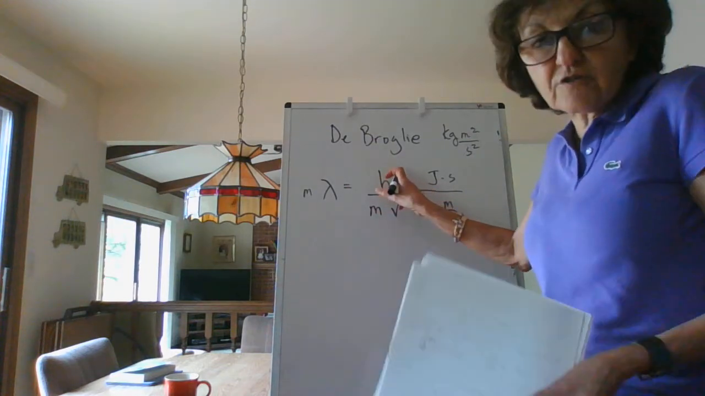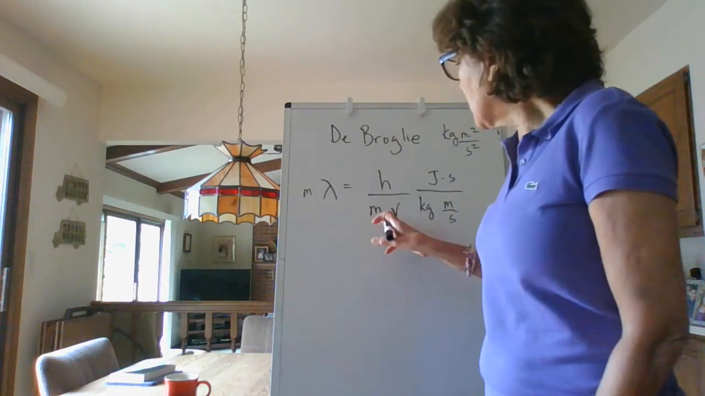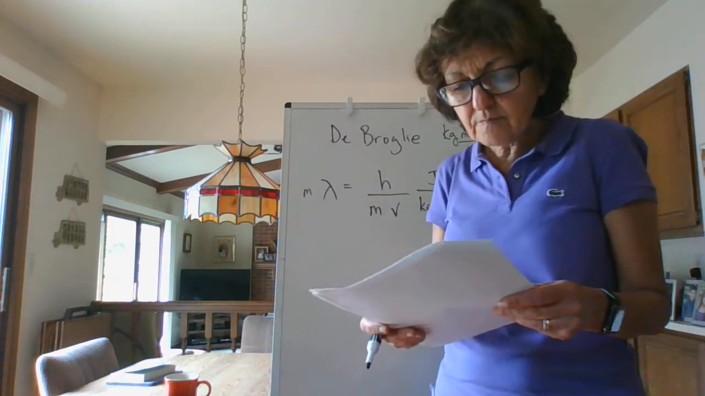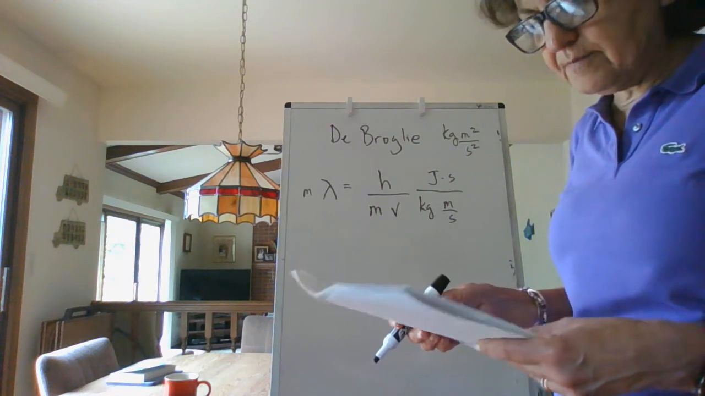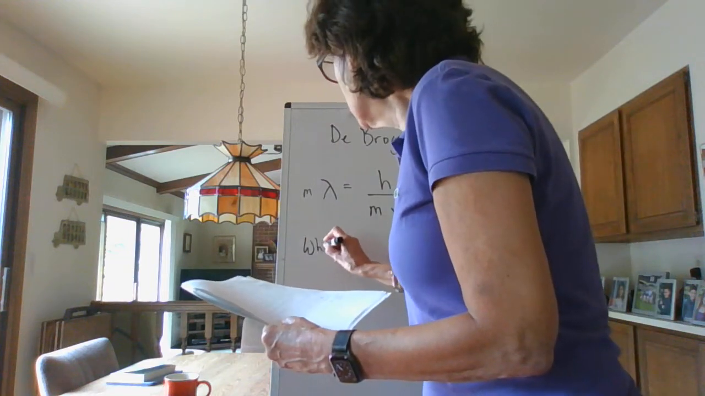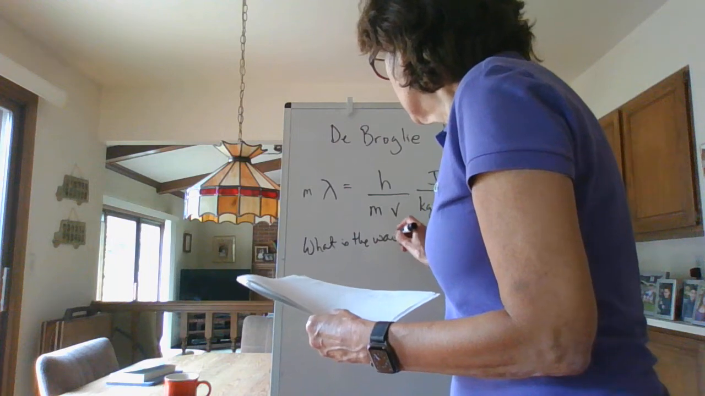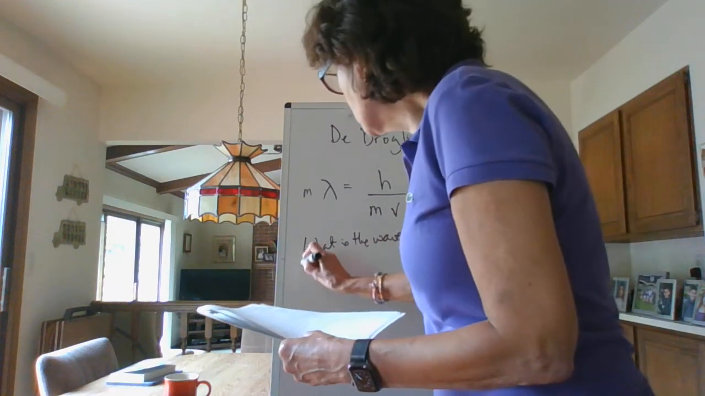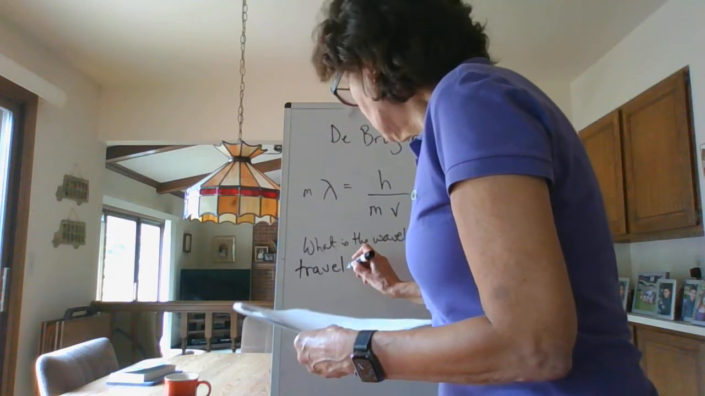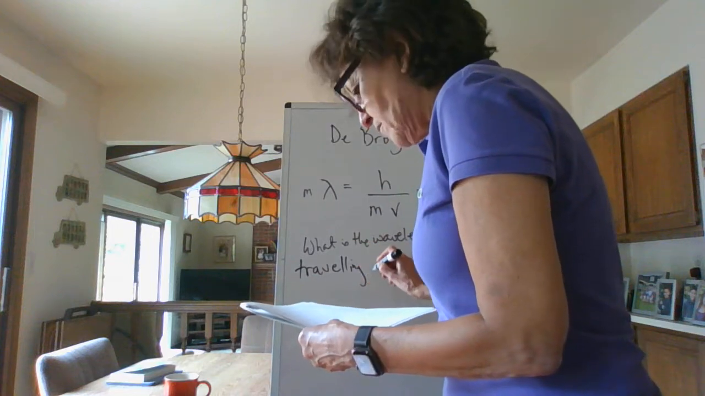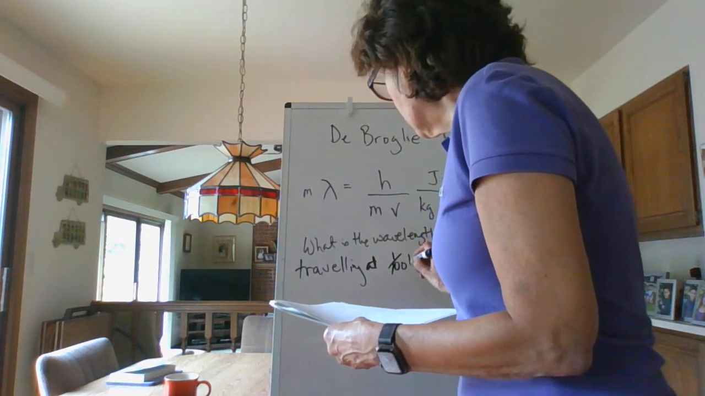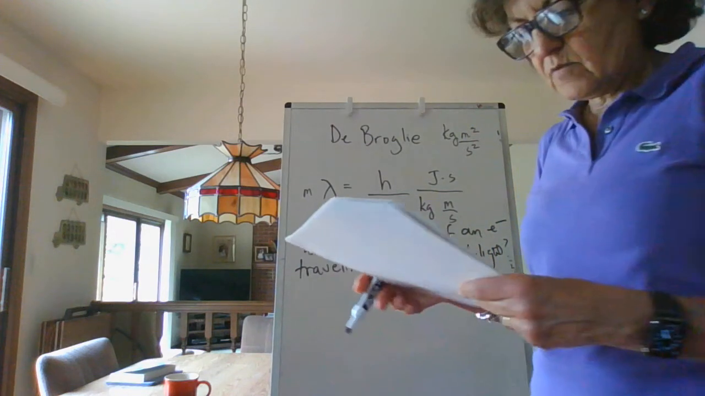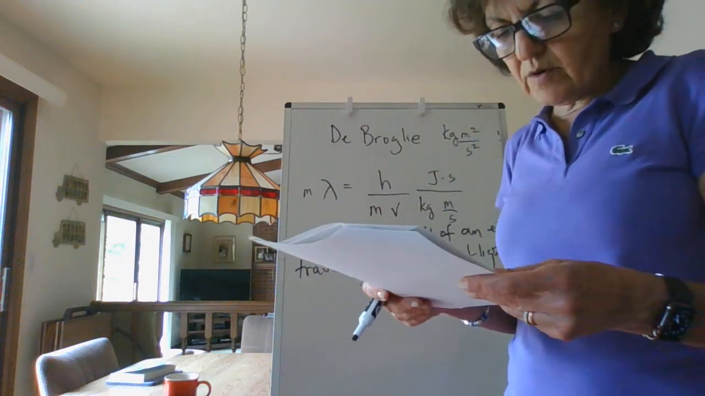If you have h, you know h because that is a constant. And you know the mass, but it has to be in kilograms. And you know the velocity in meters per second. You can figure out the wavelength. All right, so here is our problem. What is the wavelength of an electron traveling at 1/100th the speed of light? All right. Wavelength traveling at 1/100th the speed of light.